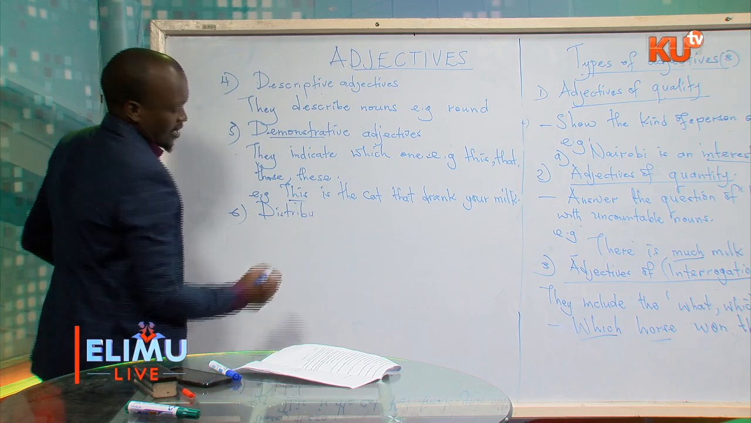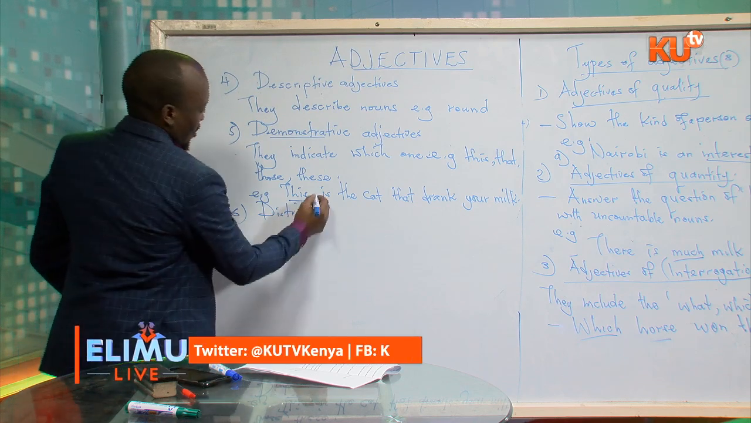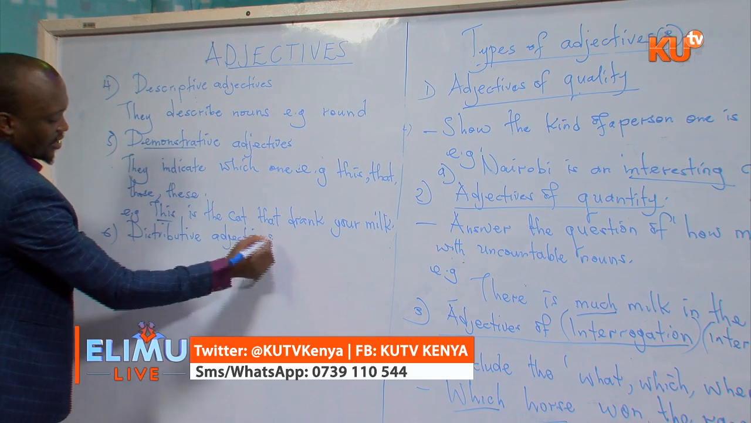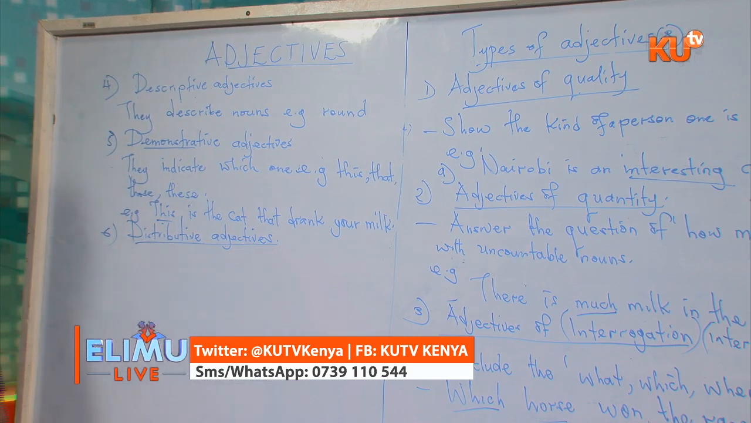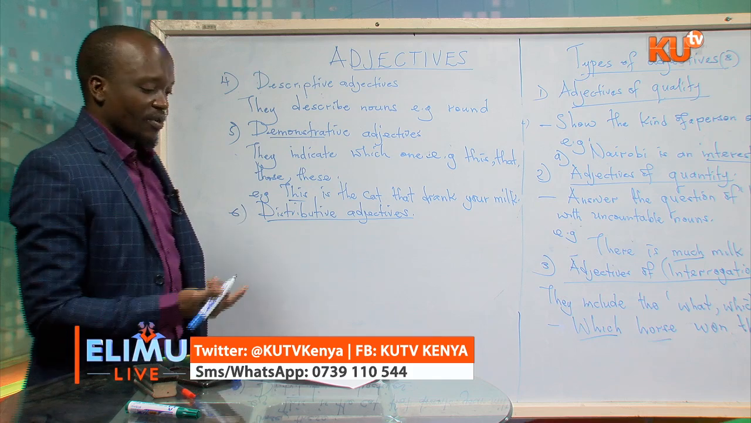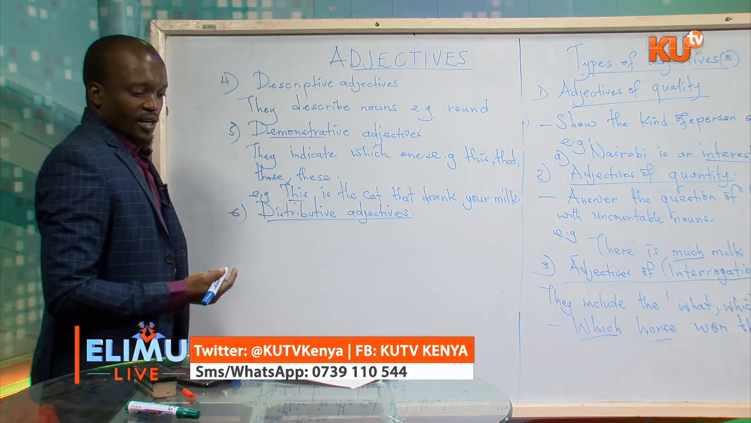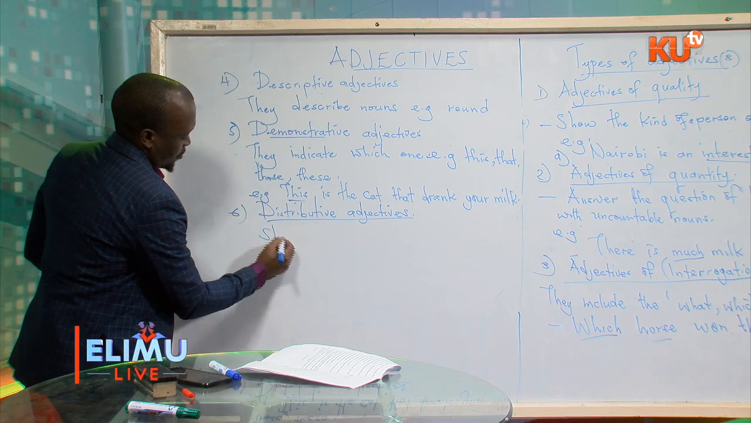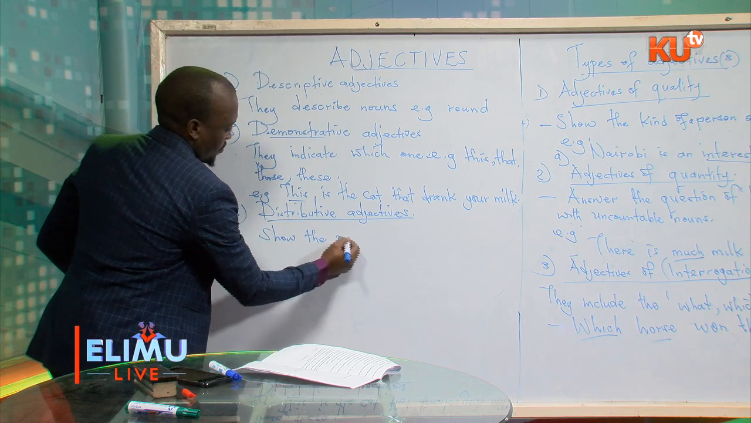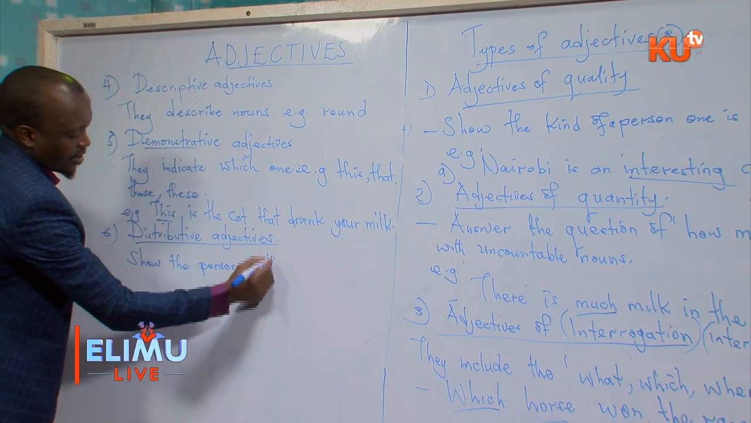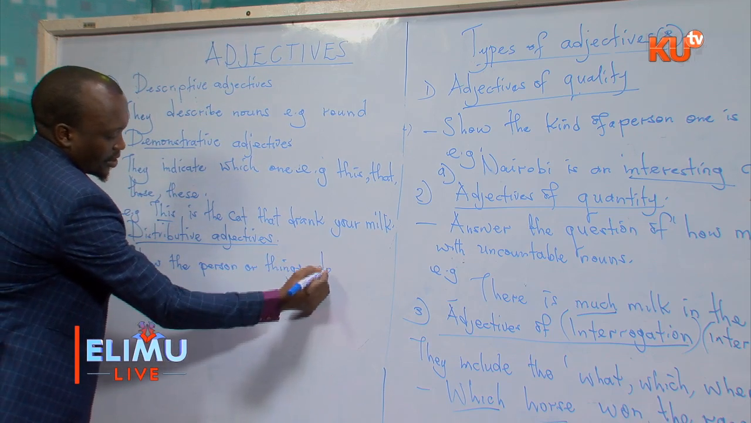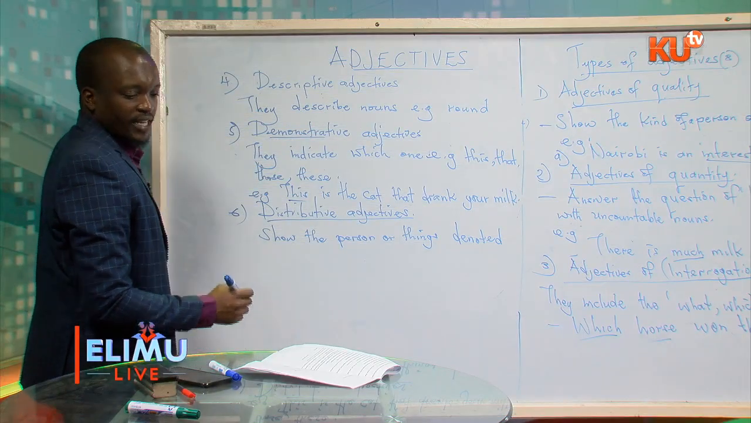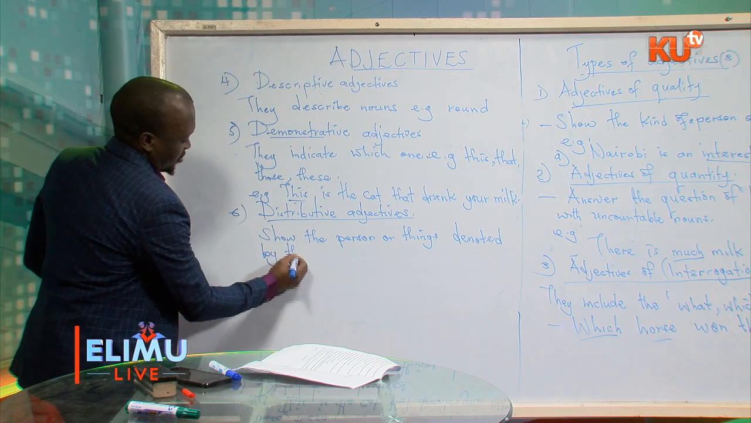I know these things are very strange to learners outside there. Distributive adjectives. Because most of the time we just dwell on what is in the textbook, not the syllabus. And we are told that they show the person or things denoted by the nouns.